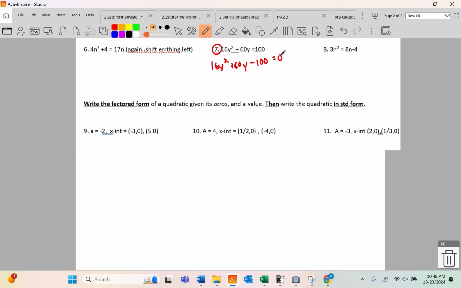And what can I do to this one to make it easier? Everything is divisible by at least 4, so I'm going to pull a 4 out. That'll make 4y squared plus 15y minus 25. And this just makes it easier to do the next step of factoring. It's not mandatory. It's 100% optional. It just makes things quicker.